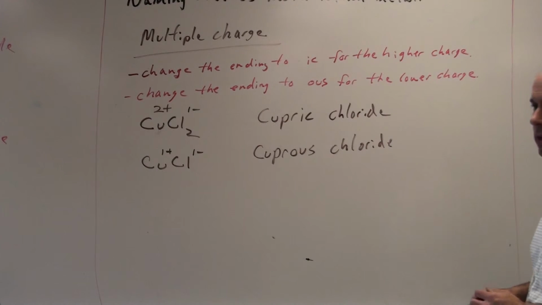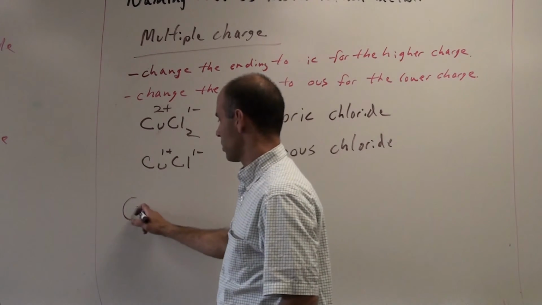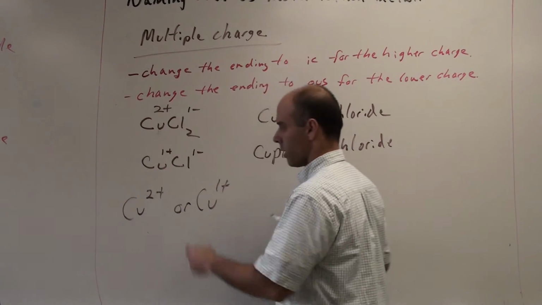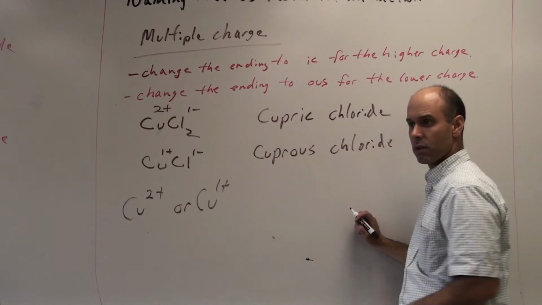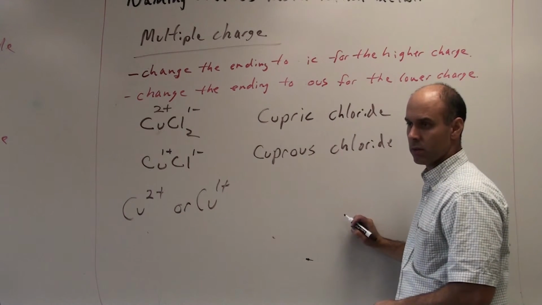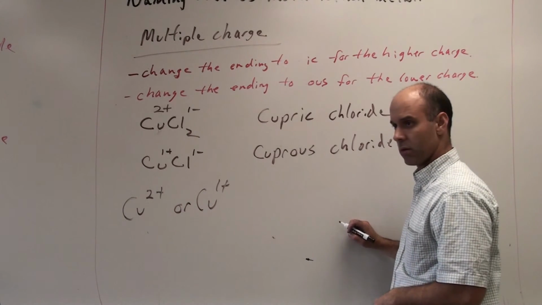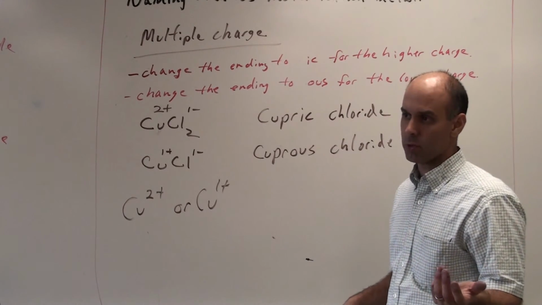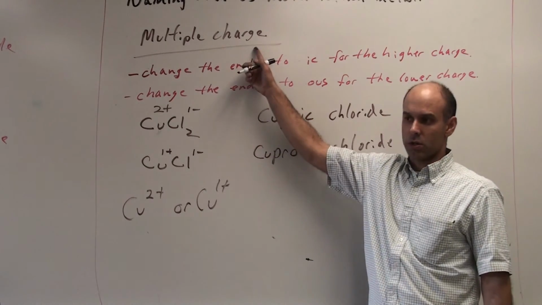Higher or lower compared to what? So copper can only be 2 possible charges, +2 or +1. The higher charge gets the ic. The lower charge gets the us. What if it just has one charge? Then you don't use it. You just name it. So sodium can only have 1 charge, +1, so it's sodium chloride. This is only for when there are multiple charges or multivalents.